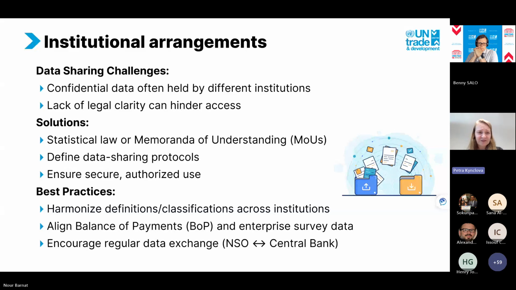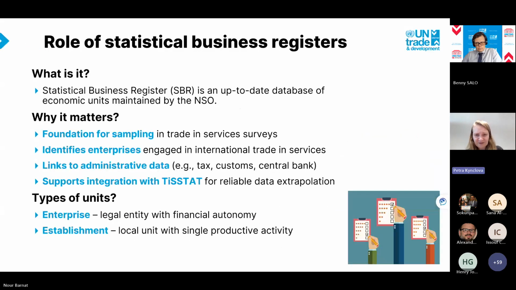There are some best practices listed here. It's important to harmonize definitions and classifications across different institutions. It's also important to align the balance of payments and enterprise survey data. For example, I have an example here on sharing data between NSOs and the central bank, but it can be any other institution, to encourage regular data exchange. Next slide.